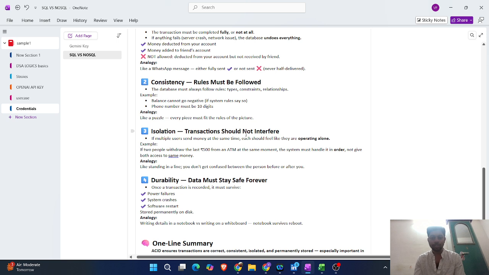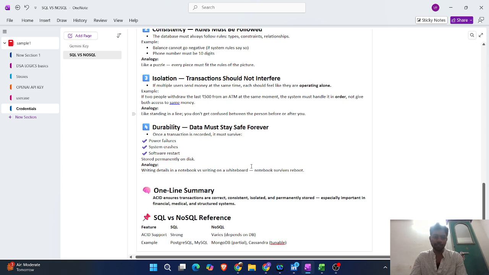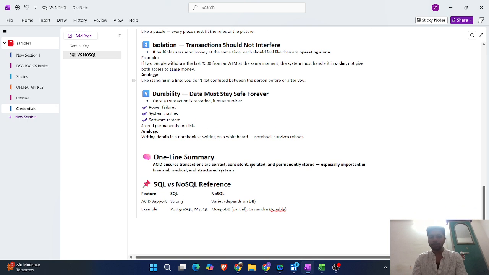Isolation means transactions should not interfere. If you're doing one transaction, it shouldn't interfere with others. Multiple transactions can happen, me and my friend and another person doing transactions at the same time. It has to deal with these conditions. It shouldn't interfere, it shouldn't stop, it has to execute properly. That's why isolation. Next, durability means data must stay safe forever. Whenever there is a power failure, system crash, or software restart, in those scenarios also it has to be durable. Okay, so these are the major differences between SQL and NoSQL.